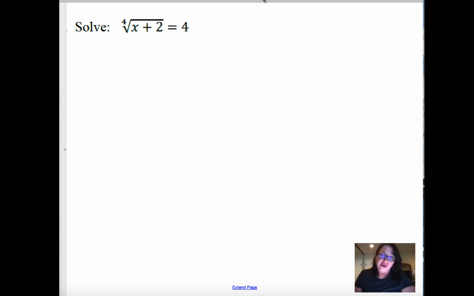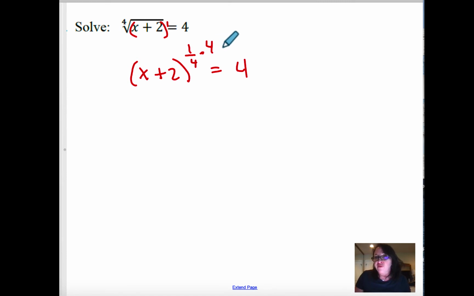So for this problem here, in order to get rid of this fourth root, this is the same thing as having this to the 1/4 power. That's to the 1/4 power equals 4. In order to get rid of the 1/4, we're going to raise this to the 4th power. But remember, it is an equation, and whatever you do to one side, you do have to do to the other. So you have x plus 2, and these cancel. So x plus 2 equals 4 to the 4th power. That's 16 times 16, which is 256. Subtract 2. So I get x equals 254.